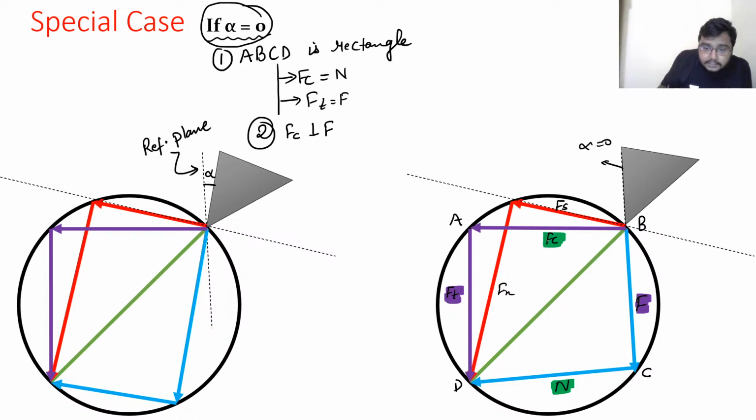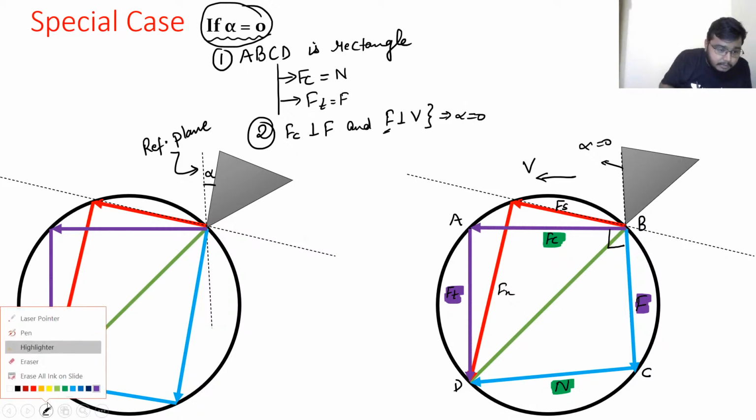See, this is FC and this is F. So FC is perpendicular to F. Clear? And F is perpendicular to V. So in this direction the cutting velocity is there, right? So somewhere like this is the cutting velocity, okay, you may not be able to see it. So the frictional force F is perpendicular to the cutting velocity, right? So this means that alpha is equal to 0. This is the important deduction.